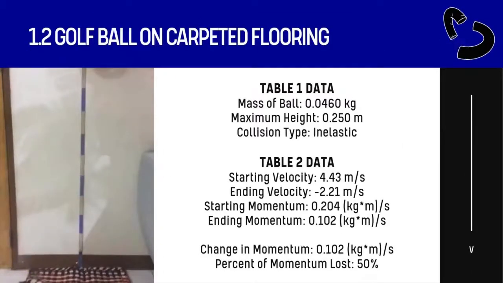As of this case number 1.2, these are all data calculated. Table 1, data of the case included the following. Mass 0.0460 kilograms. Maximum height 0.250 meters. Collision type inelastic. Table 2 data of the case included the following. Starting velocity 4.43 meters per second. Ending velocity negative 2.21 meters per second.